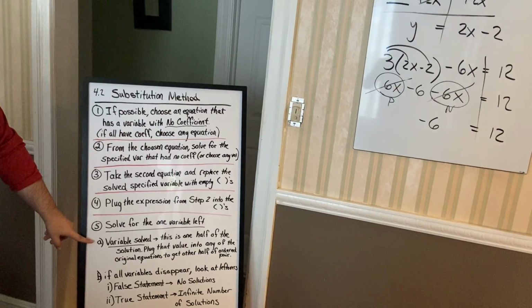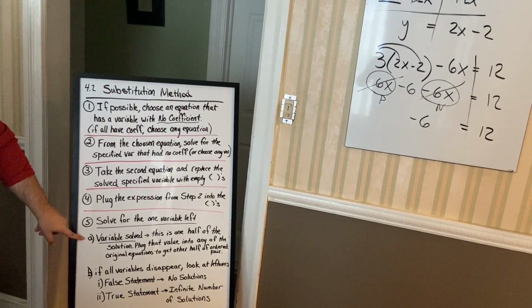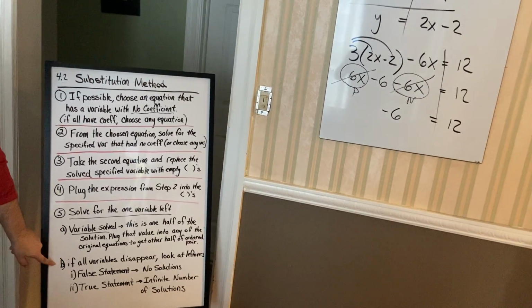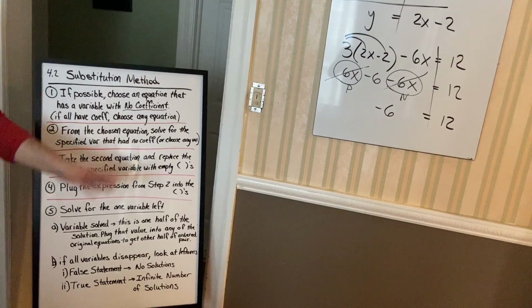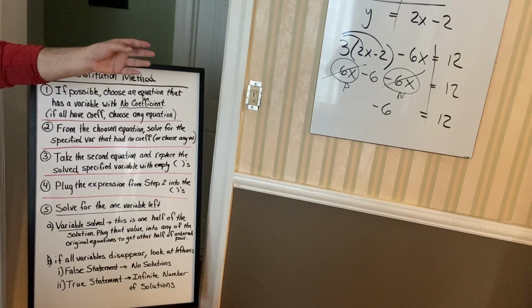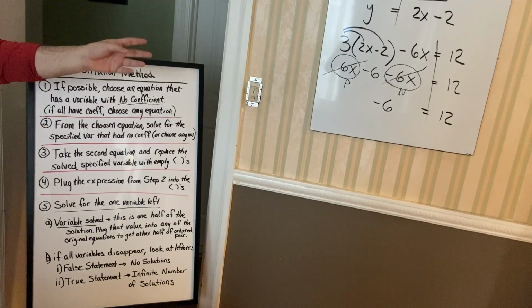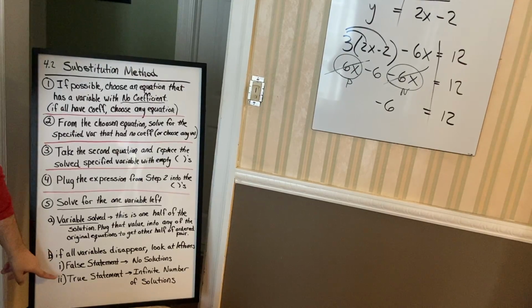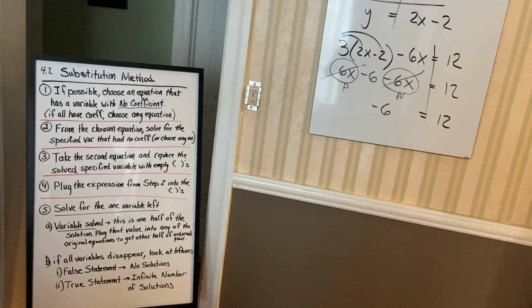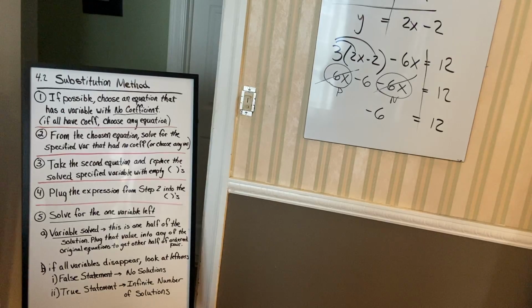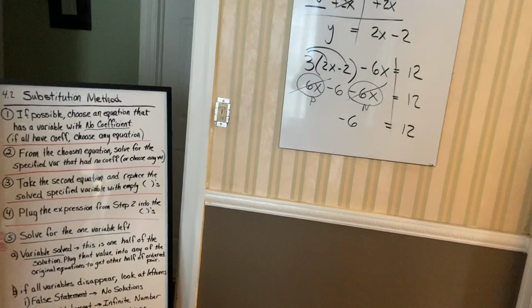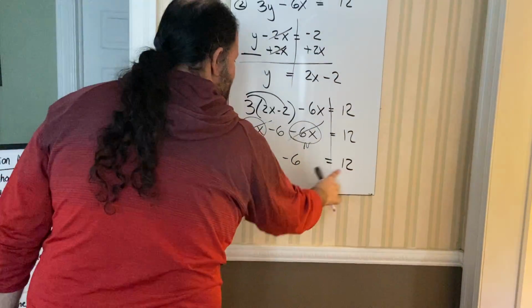Remember, if you can solve for the variable, that just gives you one half of the equation. But we're not at A now, we're at B. If all variables disappear, notice there's no more variables, it's just a negative 6 equals 12. Two constants, no more variables. Then we have to determine if you have a false or a true statement. So ask yourself, is negative 6 the same thing as a positive 12? No. These are not equivalent. This is a false statement.